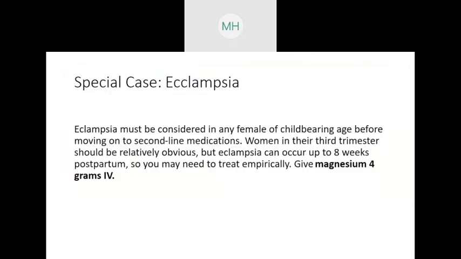Okay, so just one slide regarding eclampsia. In a childbearing woman, don't forget to ask for the LMP, because eclampsia we should treat with IV magnesium. And this is a red alert. So it is another entity of the seizures. So don't miss it. Don't miss it.